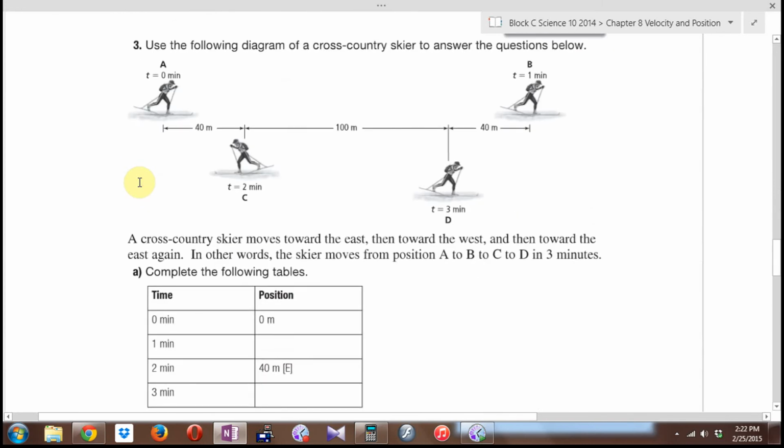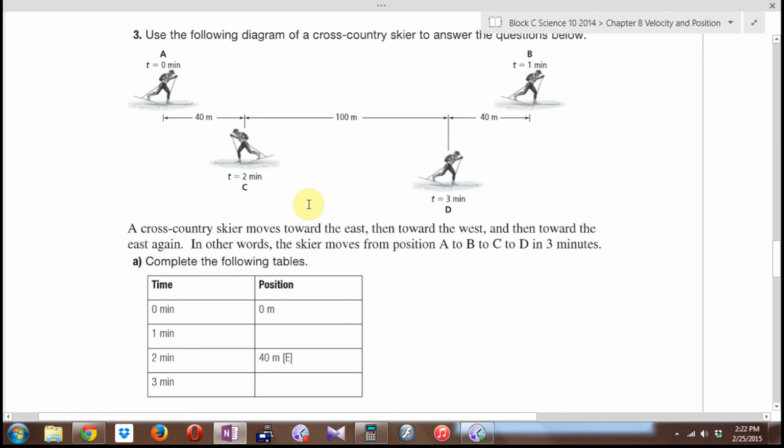Then, turn the page over on the second piece of paper that I gave you. Look at the back. Here's a cross-country skier. So here's another little motion diagram. They move toward the east for 1 minute, then to the west for up to time 2 minutes, and then back to the east for time 3 minutes. I've given you all the numbers that you need.